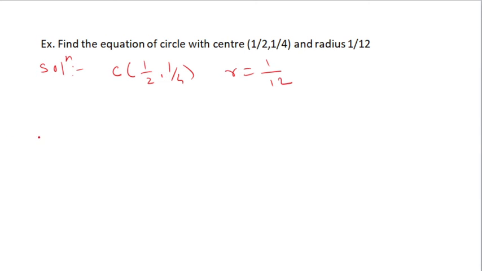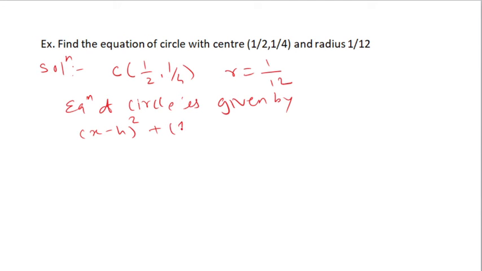Now how to find the equation of circle? See here. The equation of circle is given by x minus h bracket square plus y minus k bracket square is equal to r square.